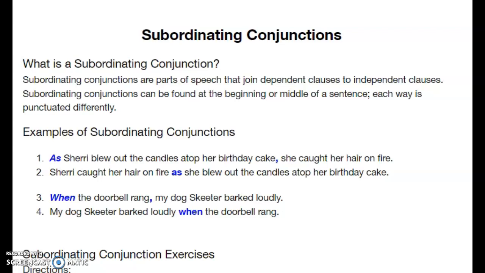Subordinating conjunctions can be found at the beginning of a sentence or in the middle, and depending upon where it is, the beginning or the middle, it will be punctuated differently. So let's look at a couple of examples.